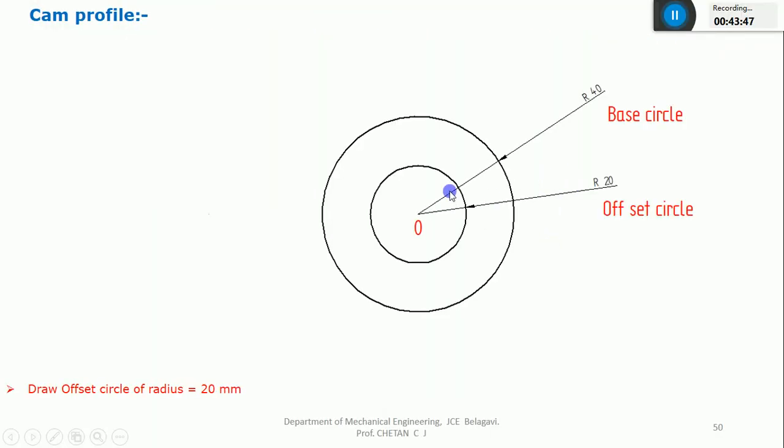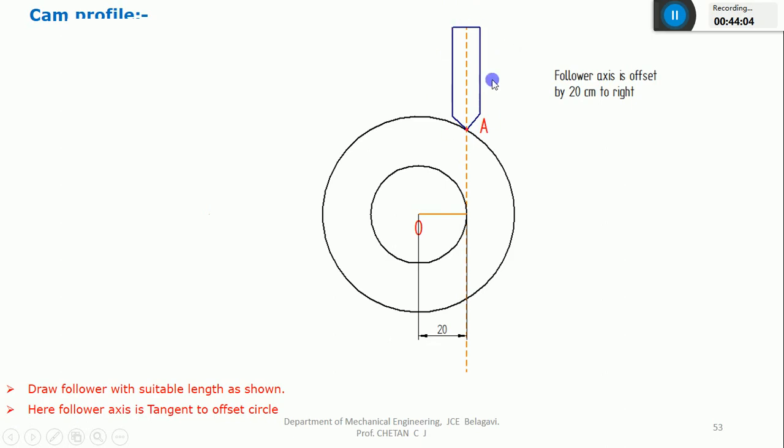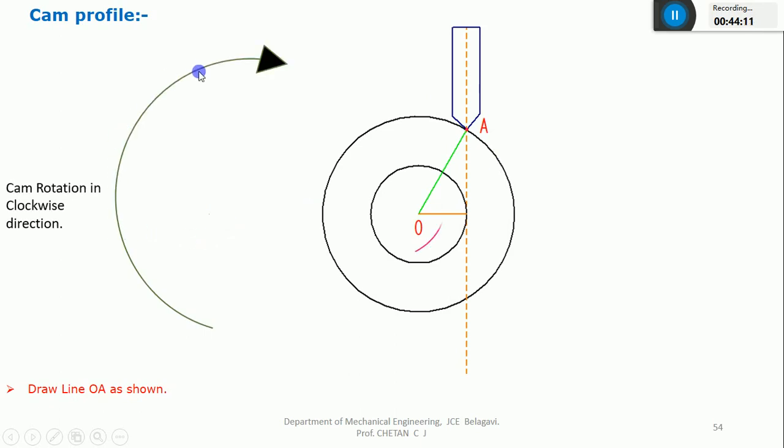After that, I'll draw the offset circle, which is equal to the offset given in the problem. The offset is 20 mm. After that, I'm going to draw a vertical line, which has to be tangent to this offset circle. At this point, I'll draw a follower. Okay, this is the follower. Now I'll join point O to point A. The cam rotation is clockwise, so I need to indicate the angles in the counterclockwise direction.